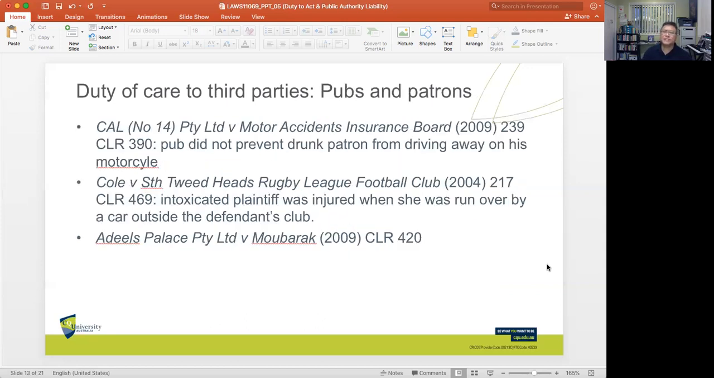Now, an interesting question arises in relation to pubs and patrons. In Australia, which I found pretty interesting, there are a lot of these drink stores, like BWS.